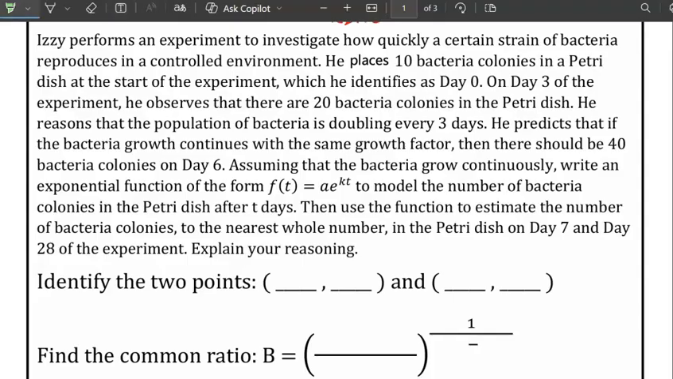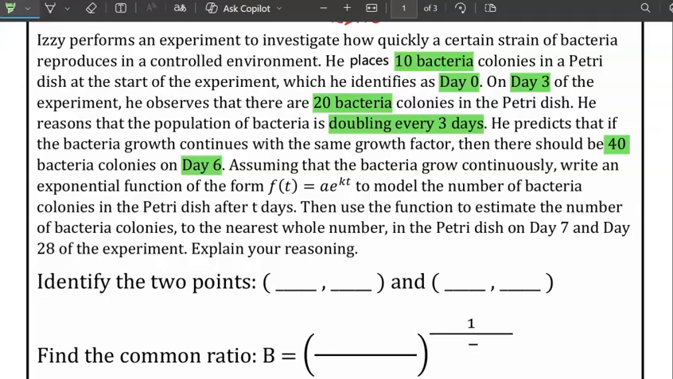Izzy performs an experiment to investigate how quickly a certain strain of bacteria reproduces in a controlled environment. He places 10 bacteria colonies in a petri dish at the start of the experiment, which he identifies as day 0. On day 3 of the experiment, he observes that there are 20 bacteria colonies in the petri dish. He predicts that if the bacteria growth continues with the same growth factor, then there should be 40 bacteria colonies on day 6.